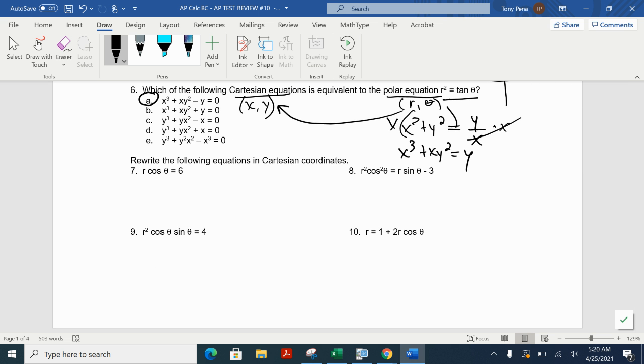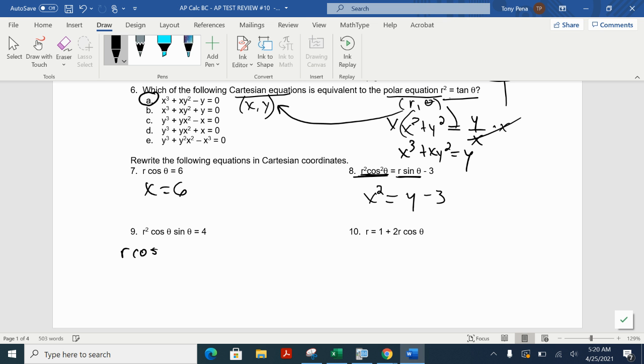The next set, these are actually right from our notes. We don't need to be too creative with these, just a little refresher on how to do this. R cosine of theta is an x, so that's a vertical line. R squared cosine squared, same idea where r cosine is x. Well, if we have it squared, that means this is an x squared. R sine of theta, if you look, is a y minus a 3.